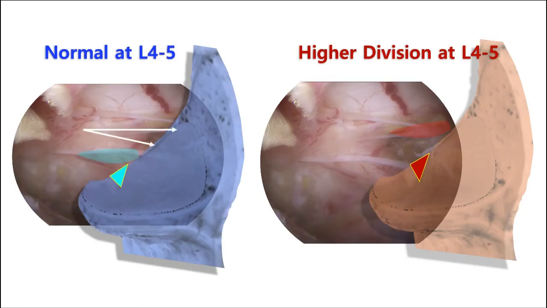Another reason for dural tear is a higher division of the root at L4-5. Normally at the level of L4-5, the root has a narrow angle just close to the distal lamina, but in a higher division root, the root has already been apart, so that there is a wider axillary angle at the proximal margin of the distal lamina.